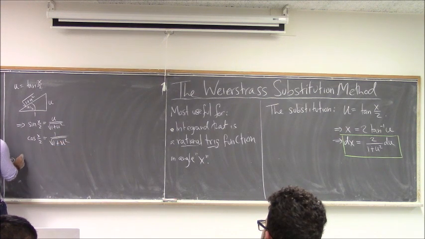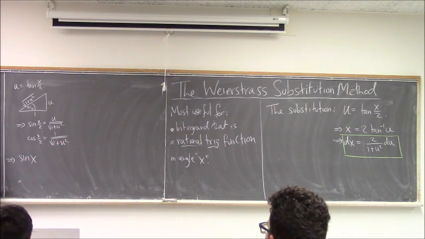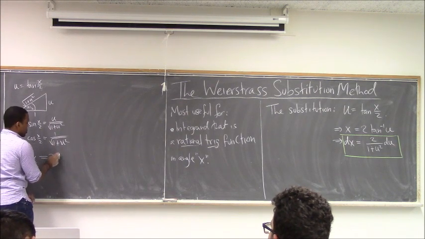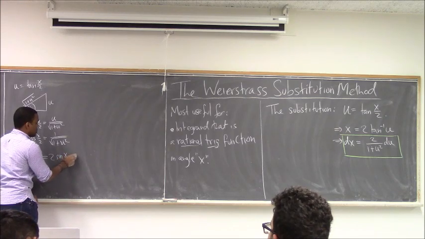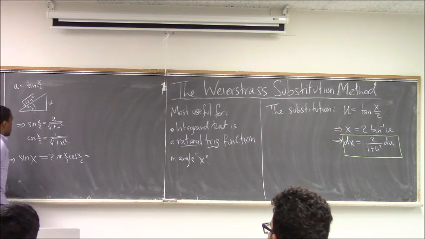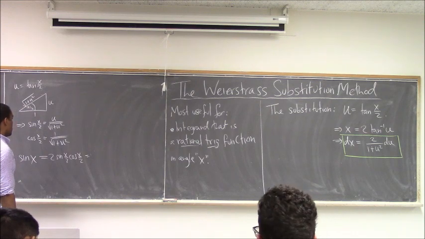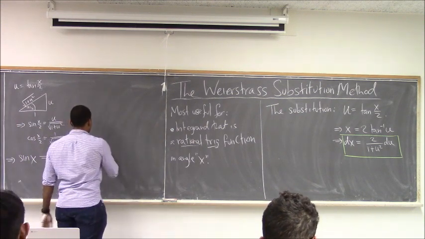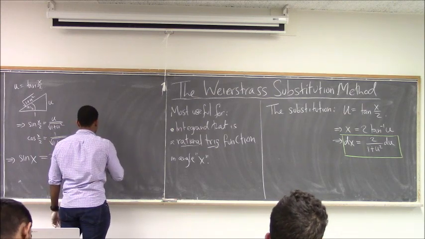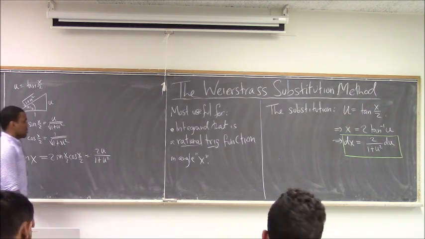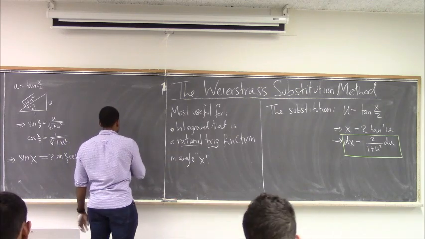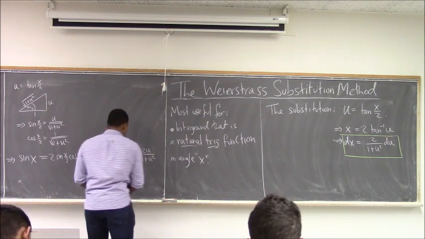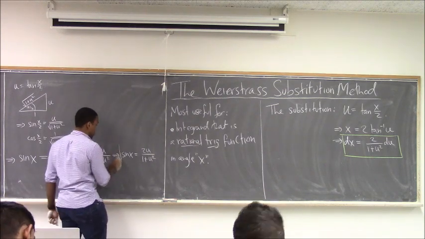So if someone were to ask you, what is sine of x under this substitution? Well, you can use the double angle formula. This is going to be 2 sine x over 2 times cosine x over 2. So that ultimately is going to give you 2 times this times that. You get 2u over 1 plus u squared. So it means you can replace any instances of sine x with 2u over 1 plus u squared. And that's another important equation.